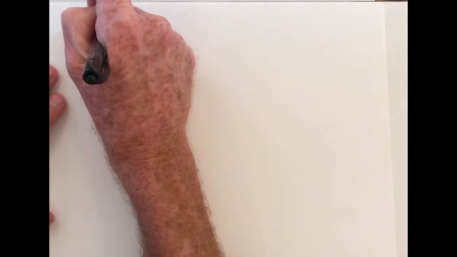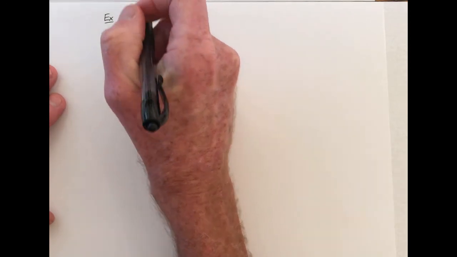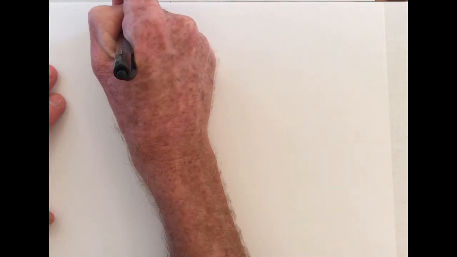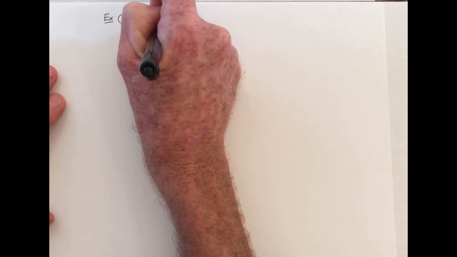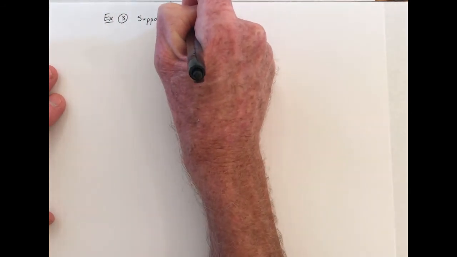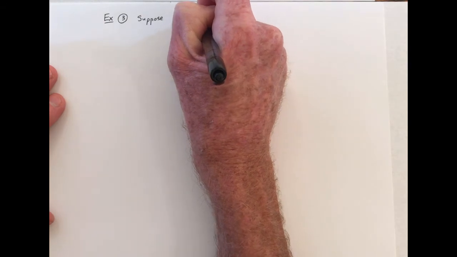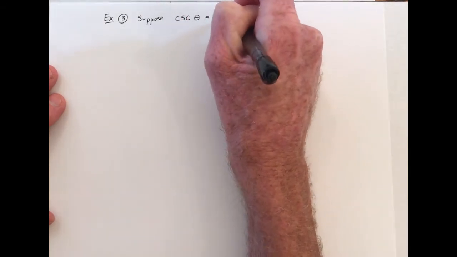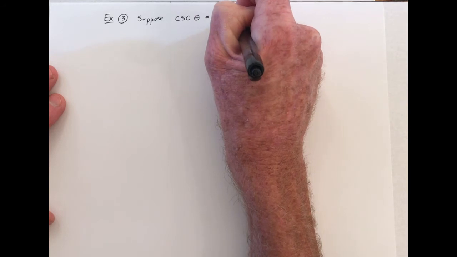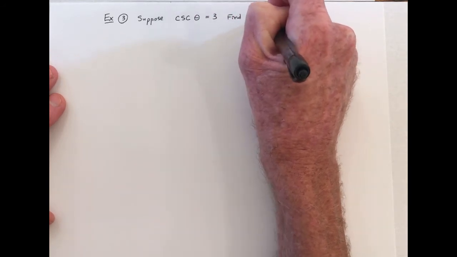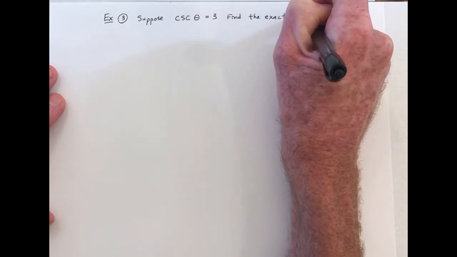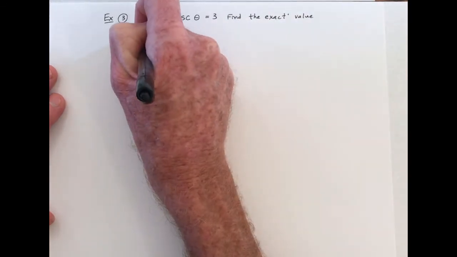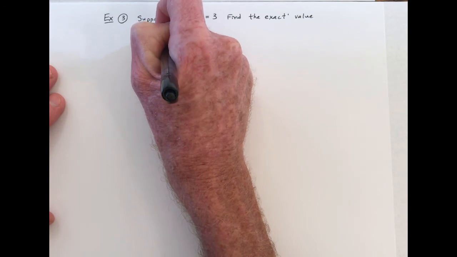Then for example number 3, it's going to be similar, but just a little bit more challenging. Suppose that cosecant of theta is equal to 3. And then find the exact value of sine of 2 theta.